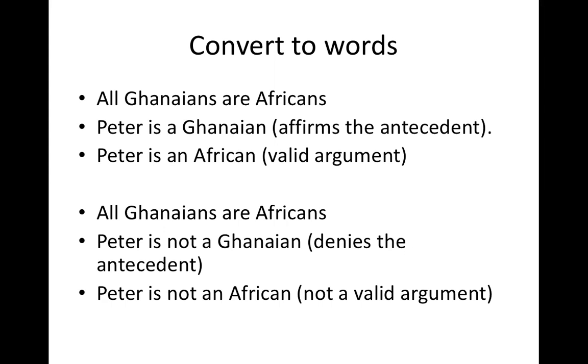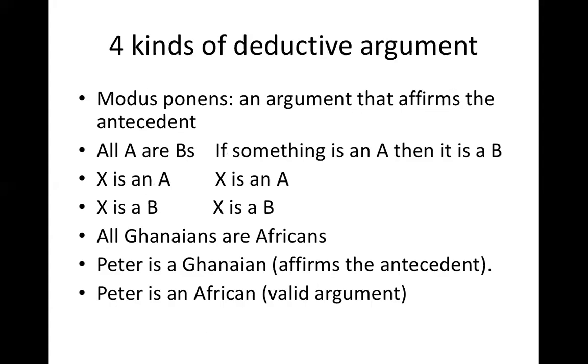Let's look at what is below. All Ghanaians are Africans. Peter is not a Ghanaian, which denies the antecedent. Peter is not an African. We say this is not a valid argument. Now, we'll go back to the boxes so that we'll see why it is not valid. All Ghanaians are Africans. Peter is not a Ghanaian. Peter is not an African. Why is it not a valid argument?